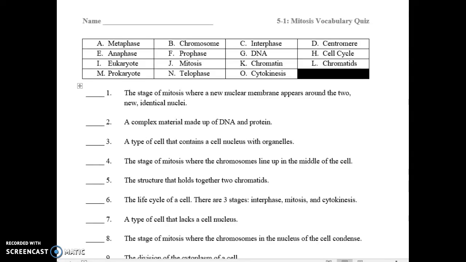Number 1. This is the stage of mitosis where a new nuclear membrane appears around the two new identical nuclei. Number 2. This is a complex material that's made up of DNA and protein. Number 3. This is a type of cell that contains a cell nucleus with organelles. Number 4. This is the stage of mitosis where the chromosomes line up in the middle of the cell.